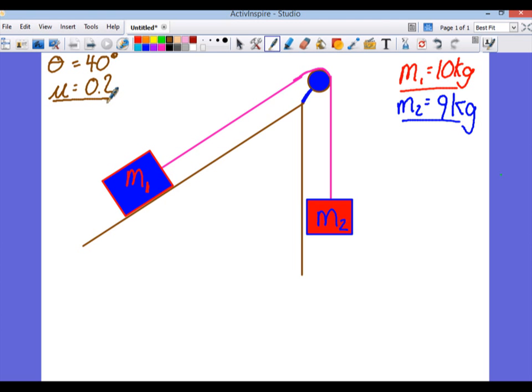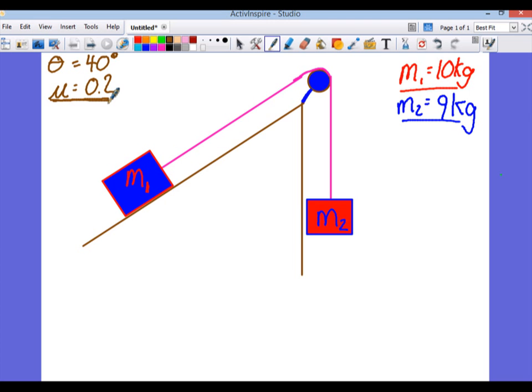And just by looking at this, we have to be aware and see ahead of time what we think might happen, because mass 1 and mass 2 are very close in size to each other. So I'm expecting a pretty small acceleration, or maybe no acceleration at all, because there's some coefficient of friction here. So this might be stationary.